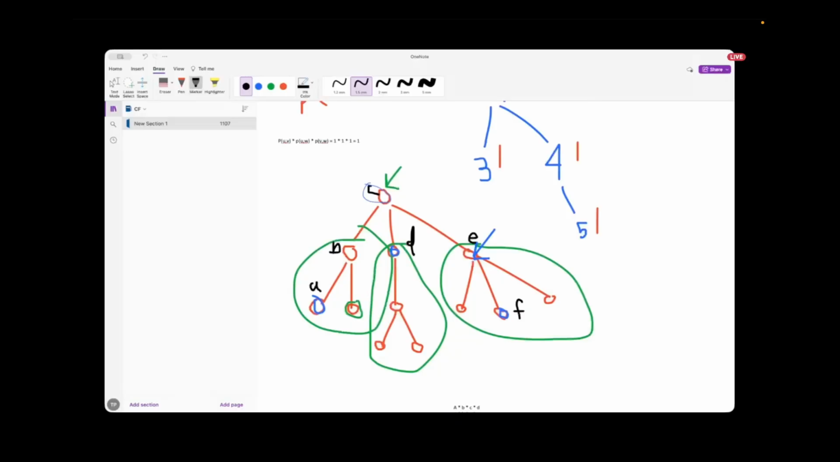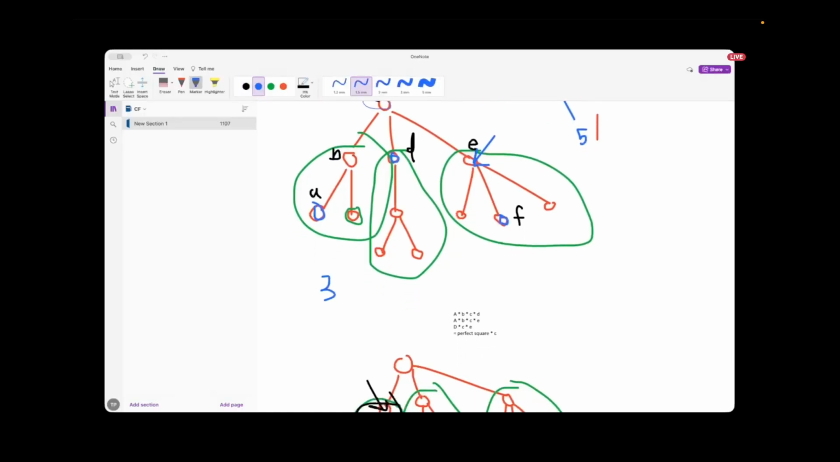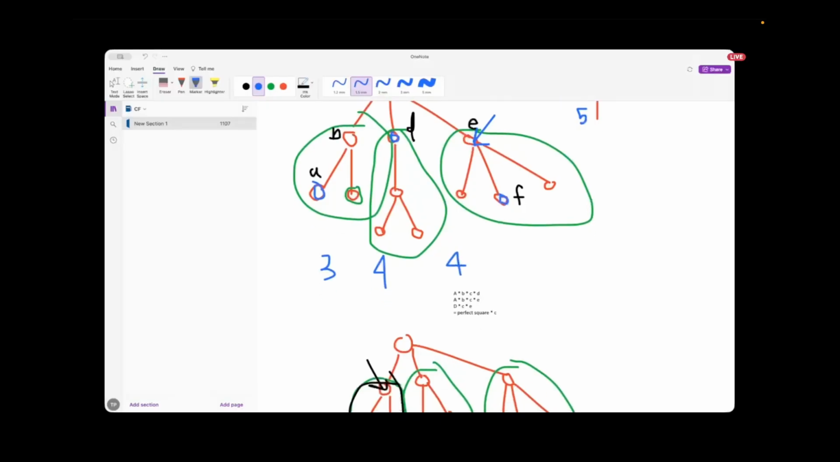you can use DP to count the number of triples of three different nodes coming from different subtrees. You can kind of do this by going through the sizes of the subtrees. This subtree has a size of 3, this subtree has a size of 4, this subtree has a size of 4 as well. And you can let dp of i of j be the number of ways, considering the first i subtrees, with j nodes in the tuple.